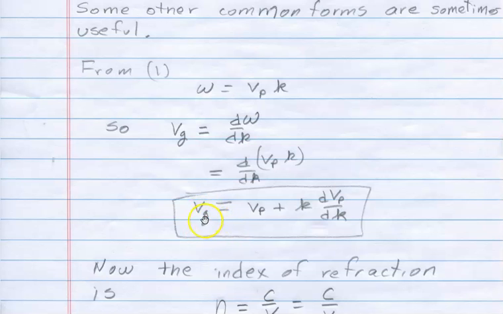Again, you note that Vg and Vp are not the same in general. They will be the same if there is no dispersion. And that's often the case in terms of the vacuum, for instance. As far as we know, the phase velocity omega over k is the speed of light, and that's just a constant and does not depend on the wavelength or the wave number. And so this term vanishes, and in those contexts, the group velocity is the same as the phase velocity.